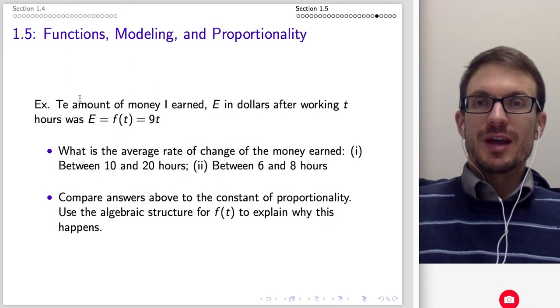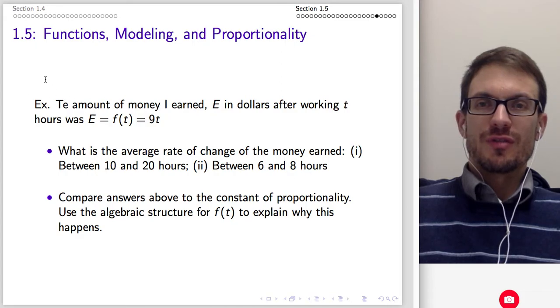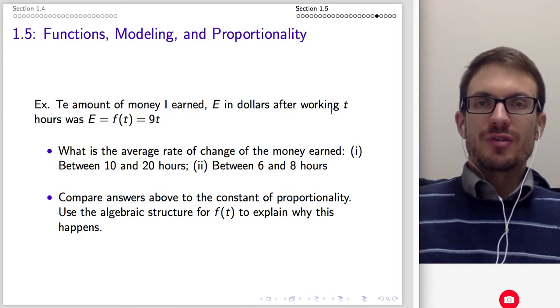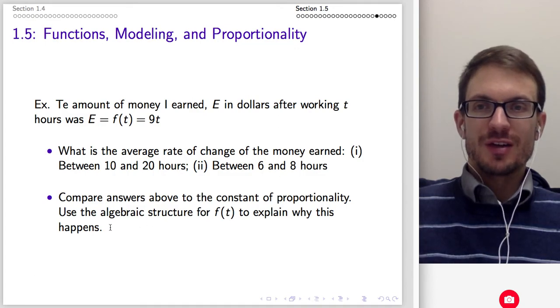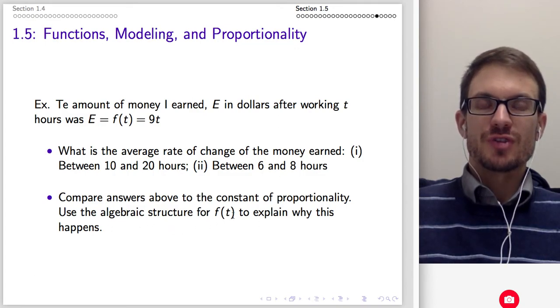So the amount of money I earned, clearly, sorry for the typo, E dollars after working t hours was E equals f of t equals 9 times t. What's the average rate of change of the money earned between 10 and 20 hours and between 6 and 8 hours? Compare the answers above to the constant of proportionality. Use the algebraic structure for the function to explain why this happens.